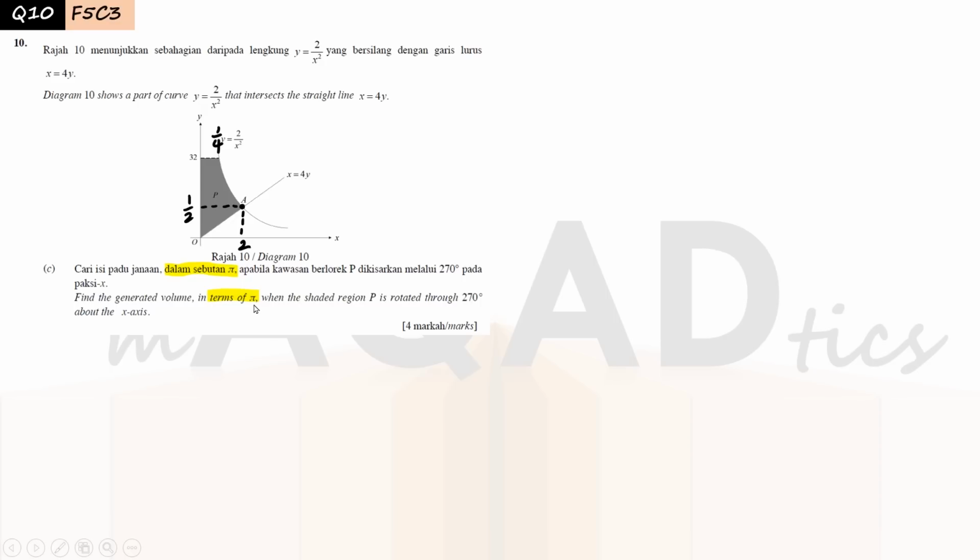And for part C, we need to find the volume generated in terms of pi. This means the pi doesn't change to 3.142, remain it as it is. If the same region rotates around the x-axis at 270 degrees.